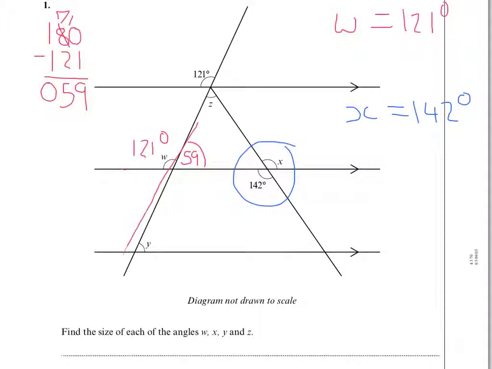Again, if we look at our corresponding angle, the angles in the armpit of our F angle, our corresponding angles are equal. So that leaves us with Y to be 59 degrees.